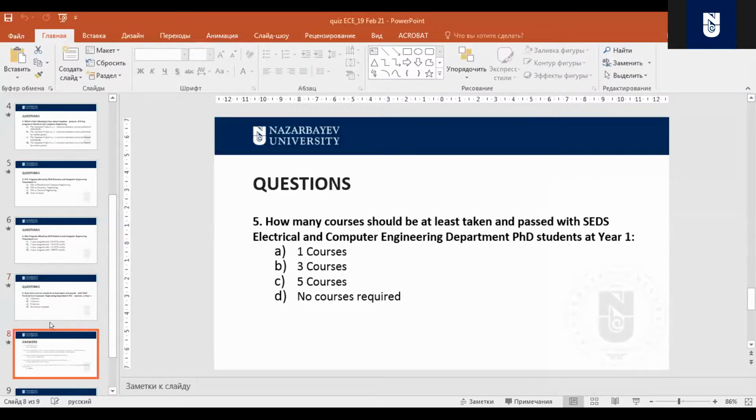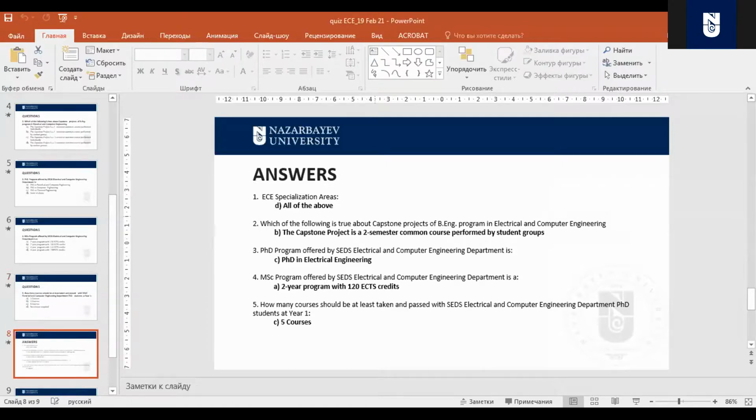So here are the answers. The first one will be D. The second is B. The third one is C. The fourth A, and the fifth question C. So the answers are D, B, C, A, C.